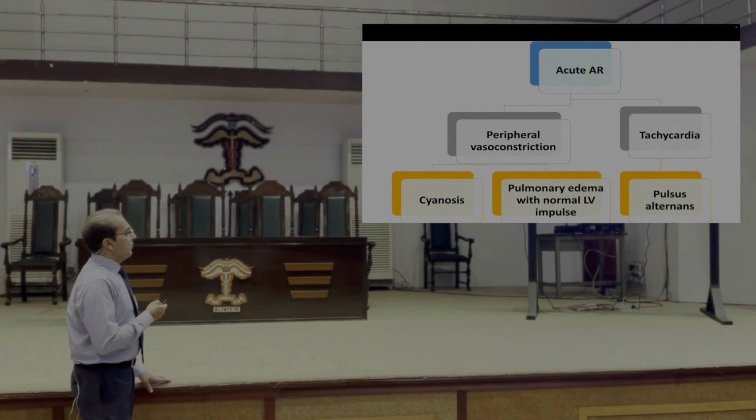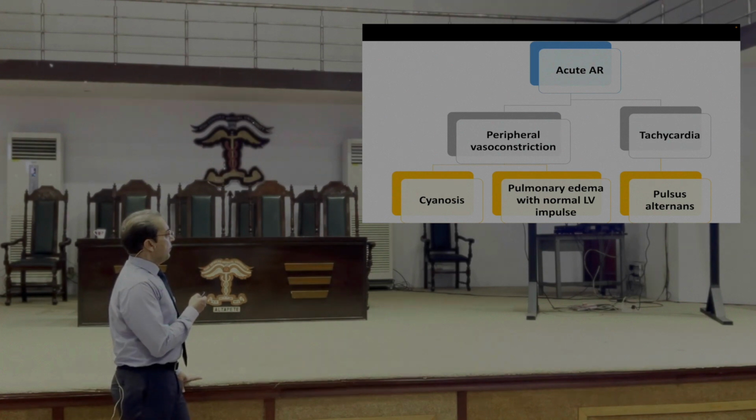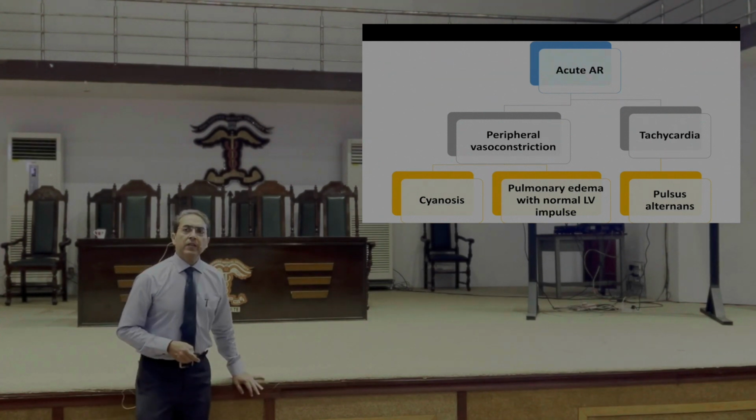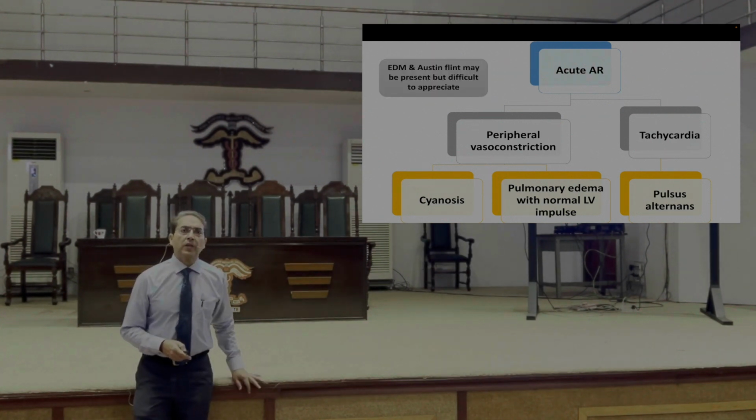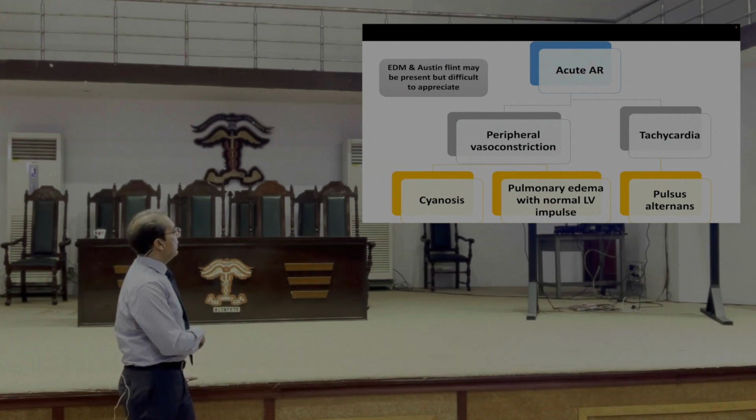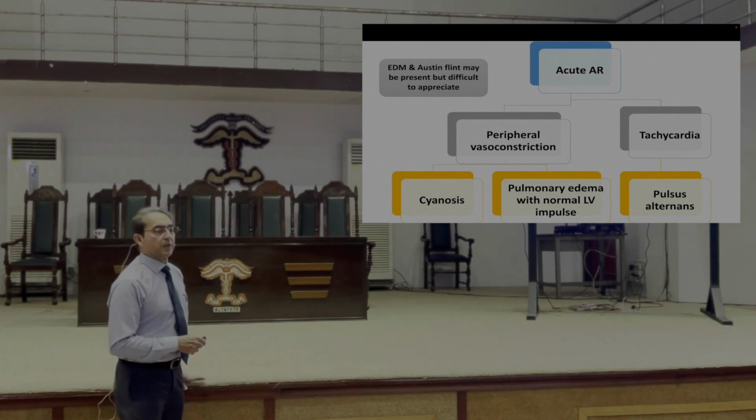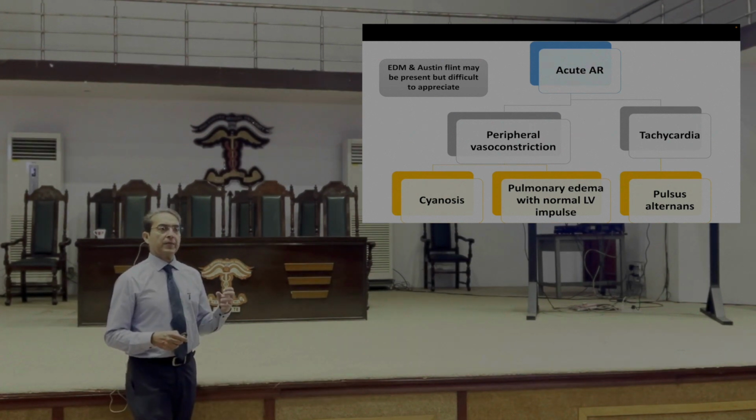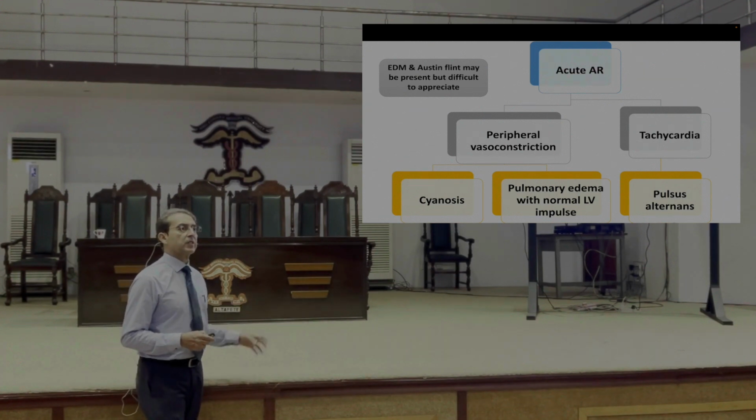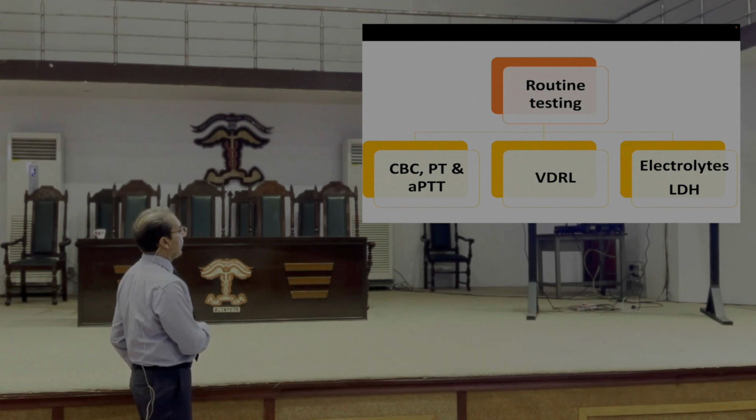An acute AR patient will have tachycardia, and there may be pulsus alternans. The patient may have peripheral vasoconstriction, cyanosis, pulmonary edema. The apex beat may be normal in these patients in acute AR. The early diastolic murmur and Austin Flint murmur may be present but difficult to appreciate. The patient has acute pulmonary edema and tachycardia, so these murmurs are difficult to find on examination.